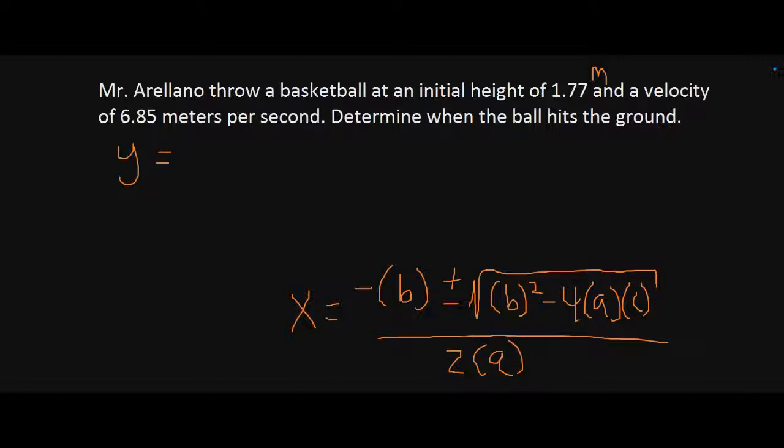So let's go ahead and write our equation. We always do negative 4.9 x squared. The negative 4.9 comes from gravity. Gravity is actually negative 9.8, but it's half of gravity when we do it with the quadratic equation. Then our velocity goes here, so it's 6.85x plus 1.77. Now we want to find out when the object hits the ground.